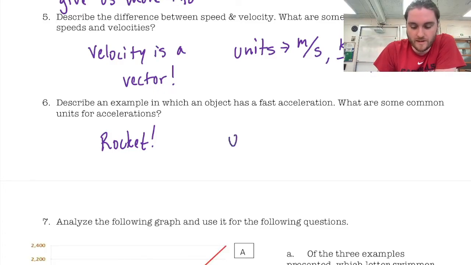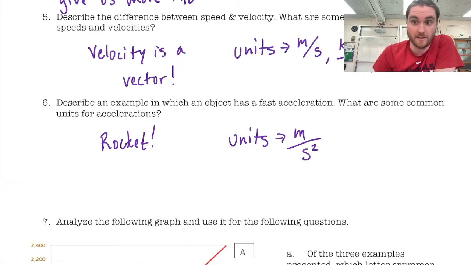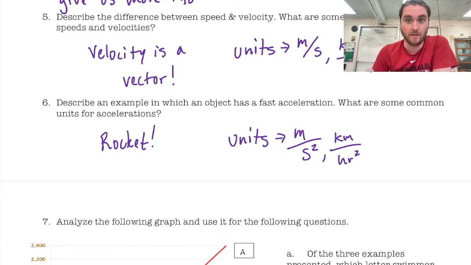Some common units: accelerations are always with a squared time value. So meters per second squared is the most common, but kilometers per hour squared is also very widely used. Anything with a squared time.